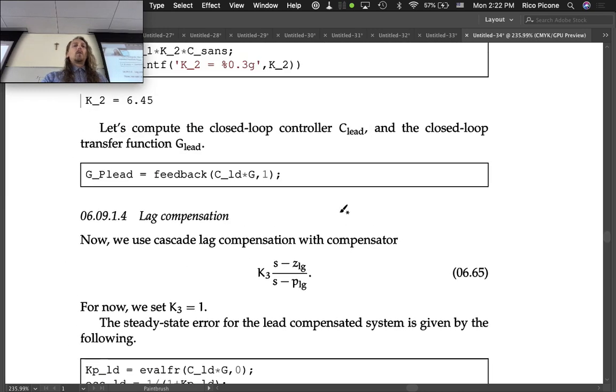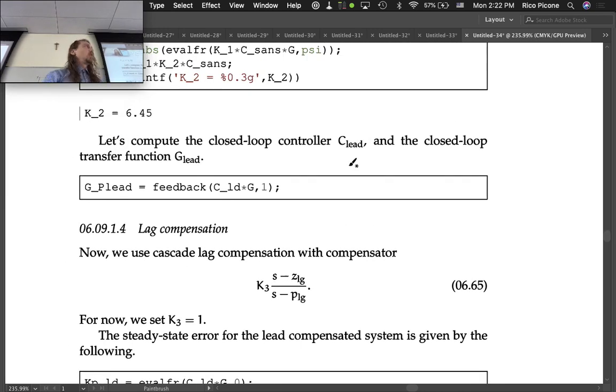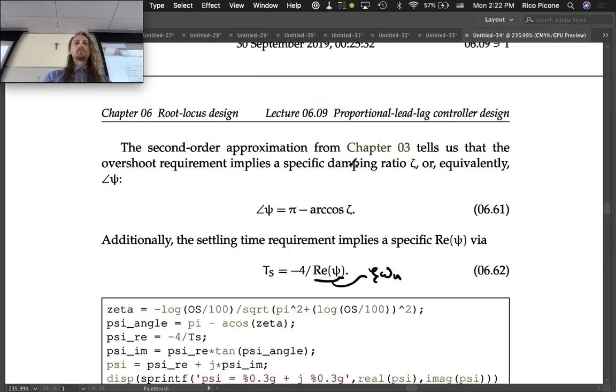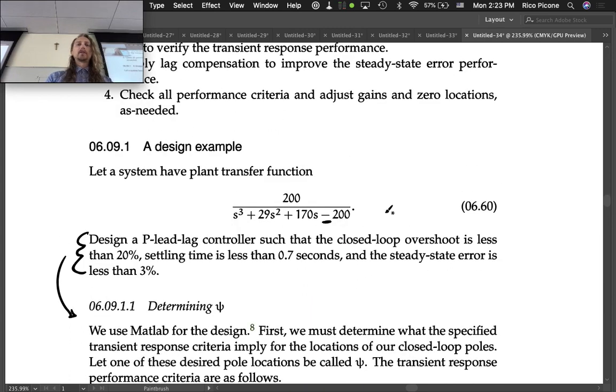Great. Lag compensation. So we have what was the system type here of our plant? Type 0. Even when we put in the lead controller, we added a pole, but not at the origin. So it's still type 0. So we have a type 0 system. A type 0 system needs to have an integral to go to 0 for its steady state error.